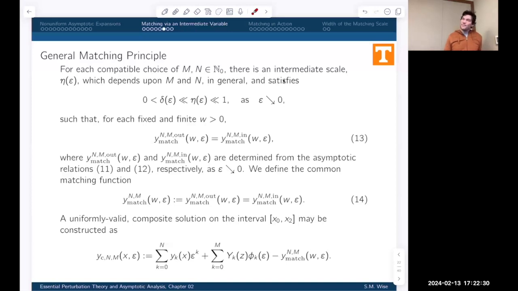And this is a way of sewing together our two different asymptotic approximations, the boundary layer approximation called the inner expansion and the outer approximation expansion. We're going to sew them together, and this is how you do it.